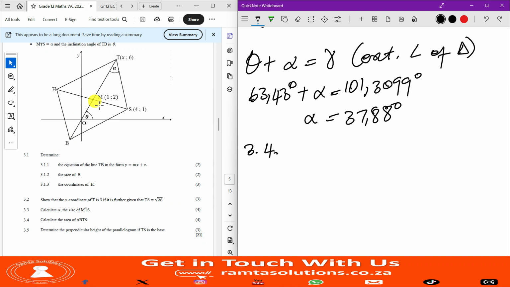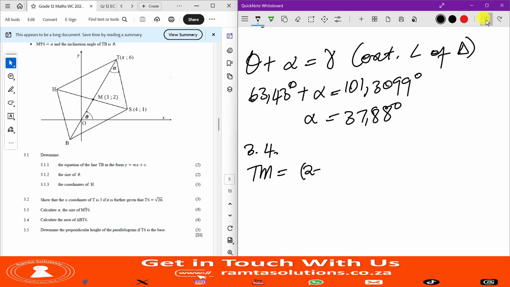This is a parallelogram. So MB is equal to TM. So I can find TM, isn't it? Let's find TM. So now TM is equal to the square root of, let's see, (2 minus 6) squared plus (1 minus 3). All right? I know I started with the y values.